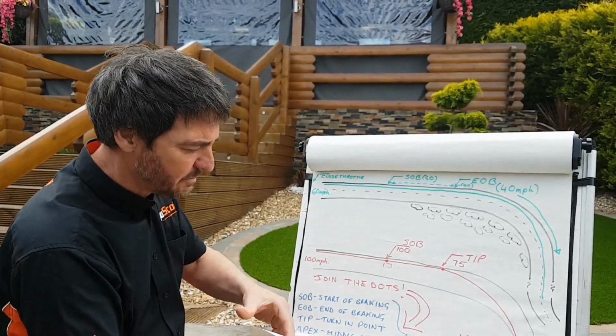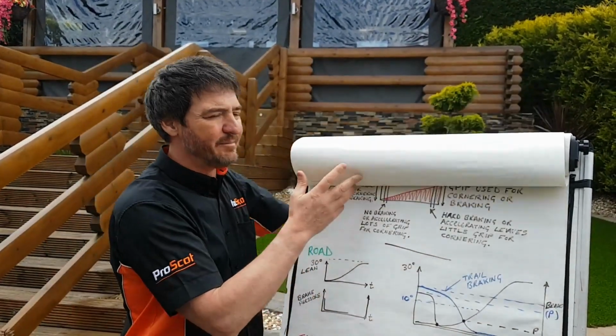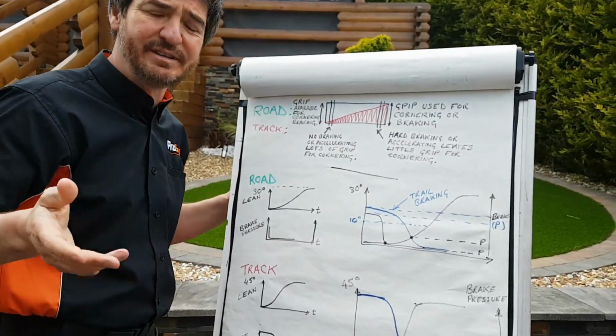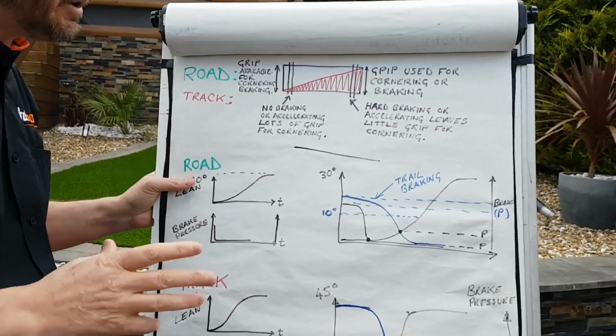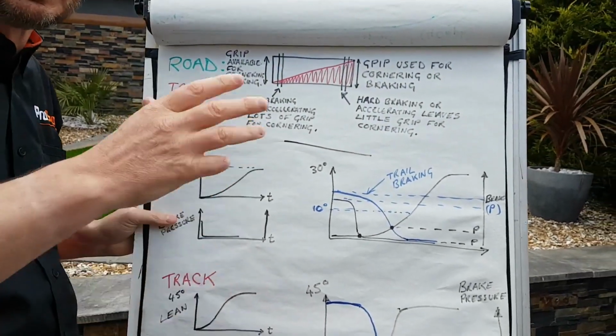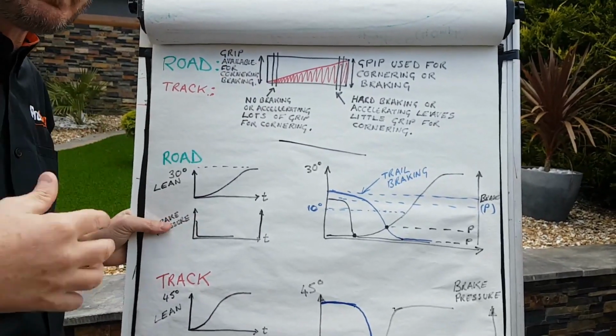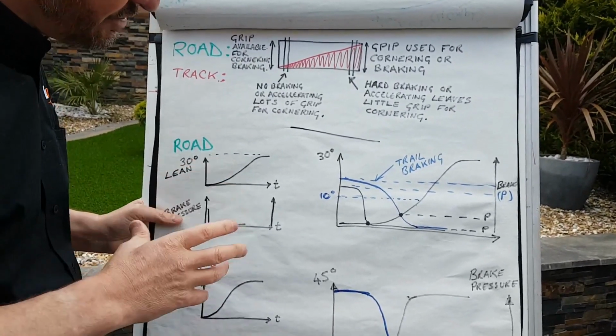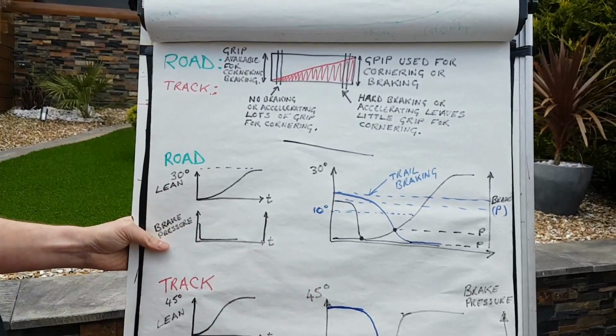Let's look over the page now, and I'm going to explain a little bit more about trail braking. I said I was going to tell you a bit more about that in a previous one, so let's explain more now about the differences between the road and the track. And remember, I've got videos I'm going to show you on the track and on the road to show this all and prove it to you.